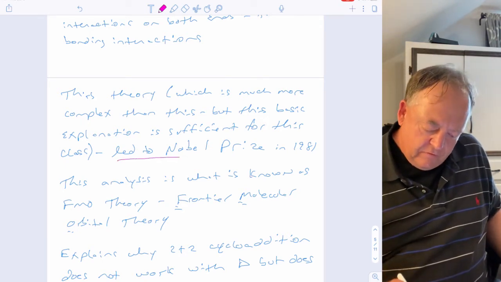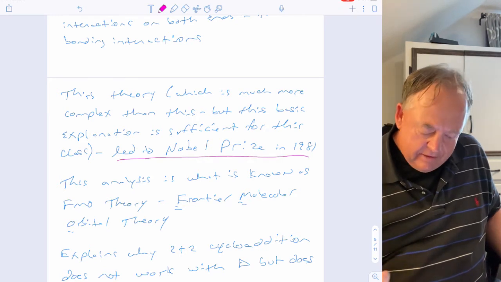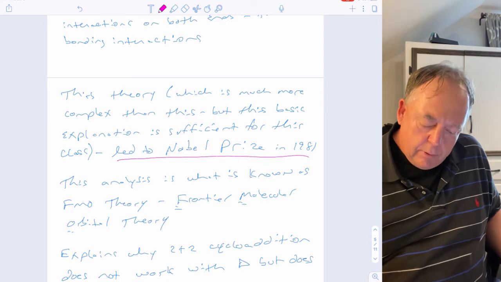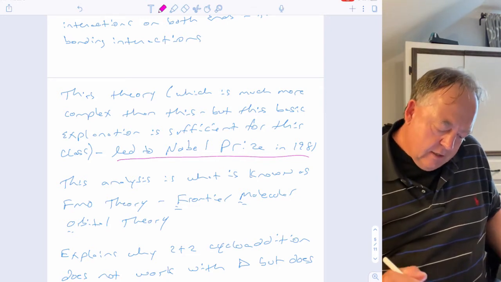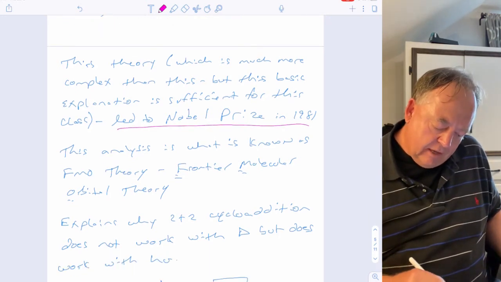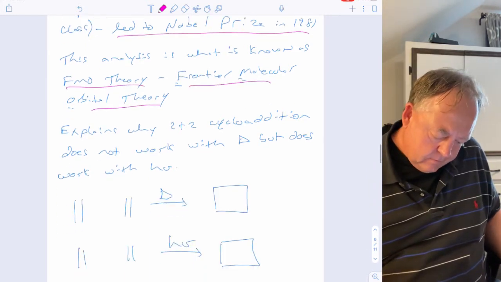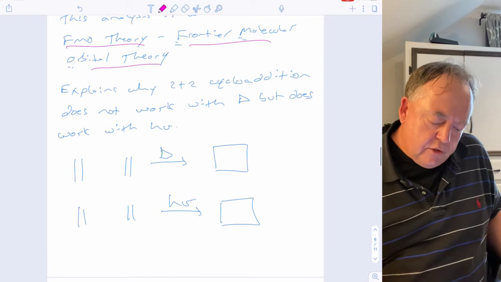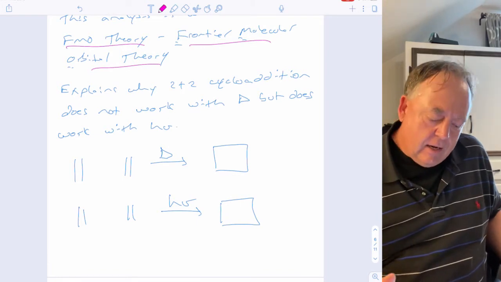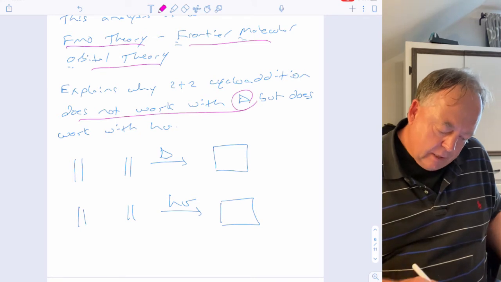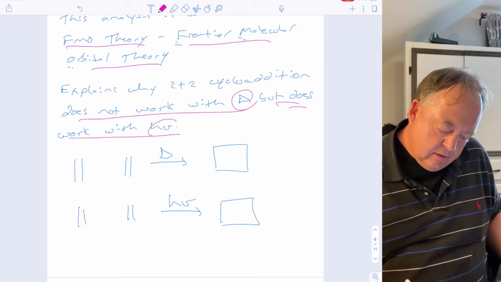But those who figured out this theory and a way to explain these reactions using this won a Nobel Prize in 1981 for their work. So this analysis is what's known as FMO theory, or frontier molecular orbital theory. So this explains why the 2 + 2 cycloaddition does not work with heat, but it does work with light.